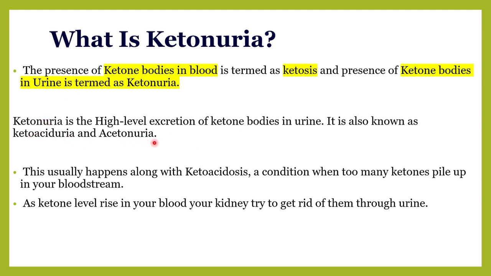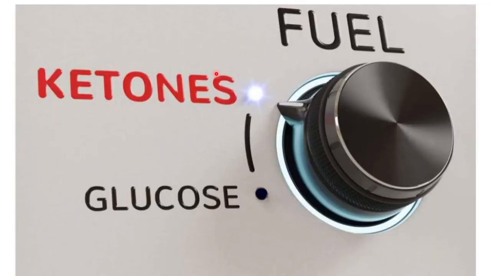So whenever in cases of diabetics etc., whenever the patient is having high levels of ketones in the body, like in case of diabetic ketoacidosis, too many ketone bodies pile up in the blood and kidney will try to excrete it. Hence we get ketones in the urine. And remember, ketones are the substitute or an alternative source of fuel for the body.